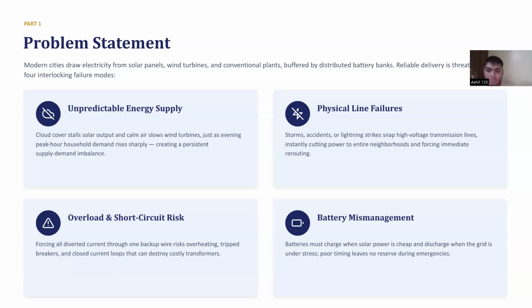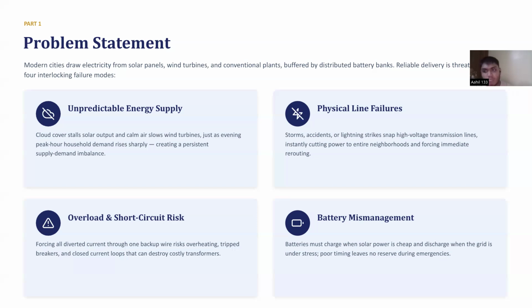And finally, the fourth challenge is battery mismanagement. Batteries need to be charged when solar power is cheap and plentiful, and discharged when the main grid is under stress. If they are discharged or charged at the wrong time, there may be no backup power left, especially when an emergency happens. So these are the problems associated with the smart grid.